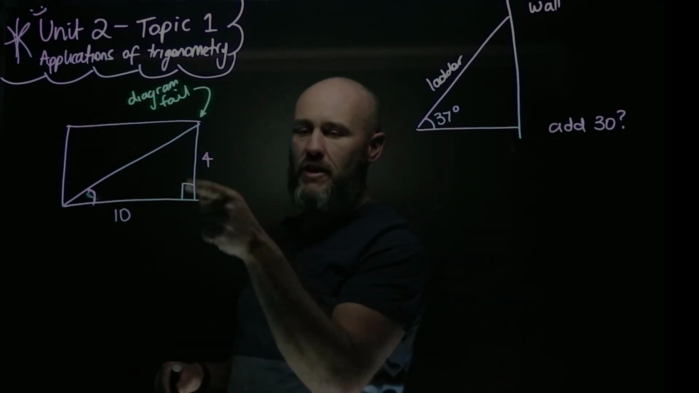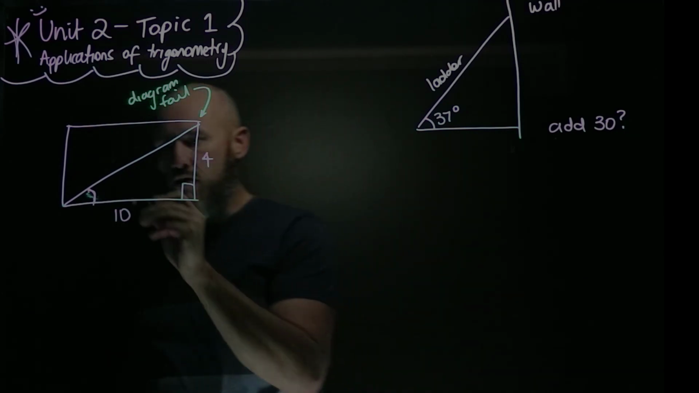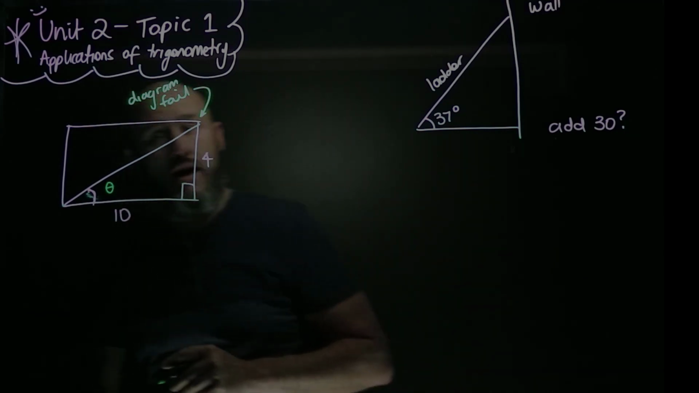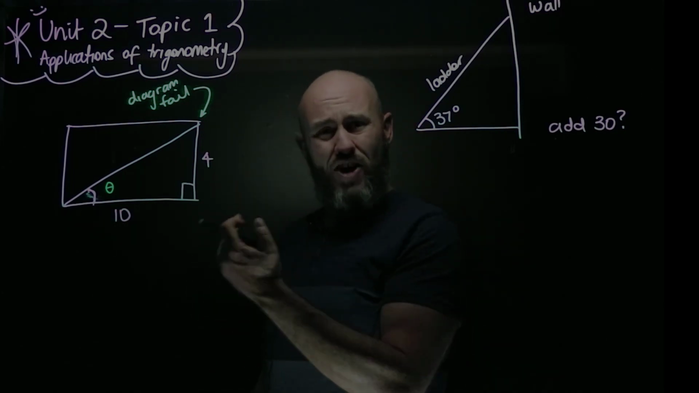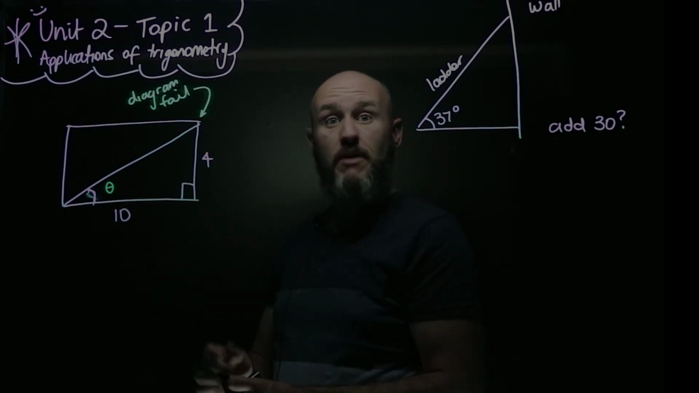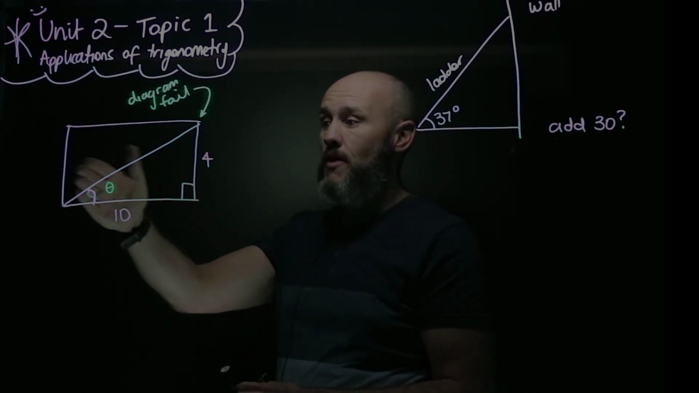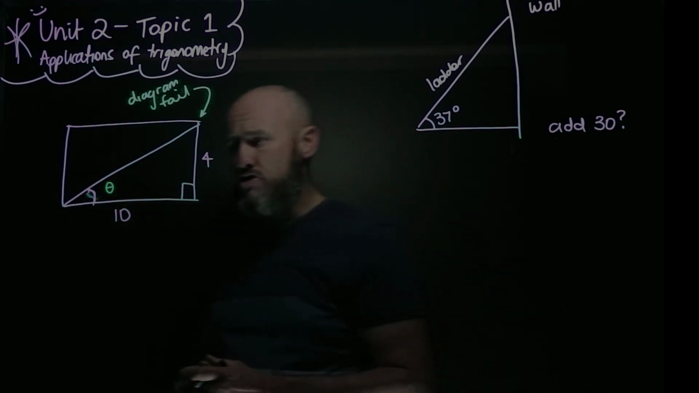Because it's a rectangle, I don't even need this. If I'm told it's a rectangle, I know it's right angled. And I'm trying to find this angle here. What is the angle? It might be asked in a written question: what is the angle that the diagonal makes with the base? That would be this angle. Or maybe what is the angle the diagonal makes with the height, that would be that angle. So just be aware of how to read and interpret those questions.